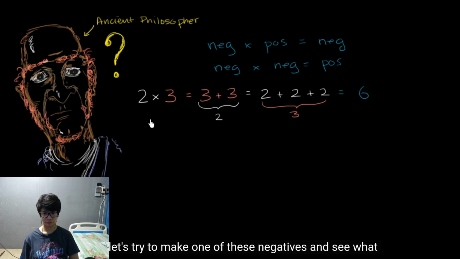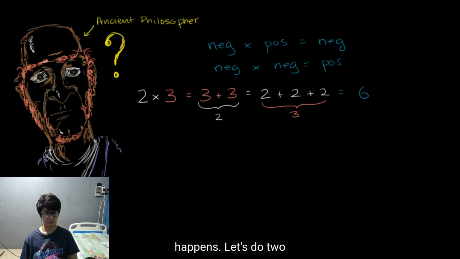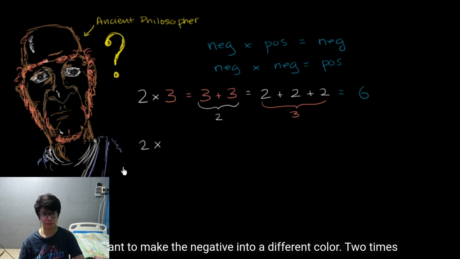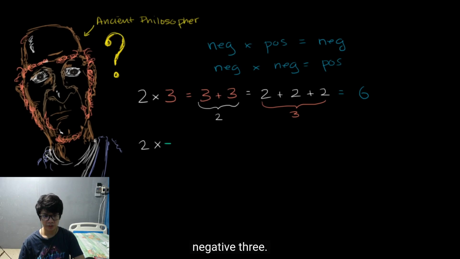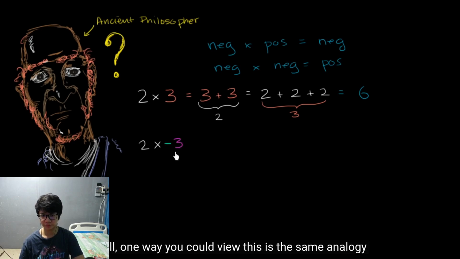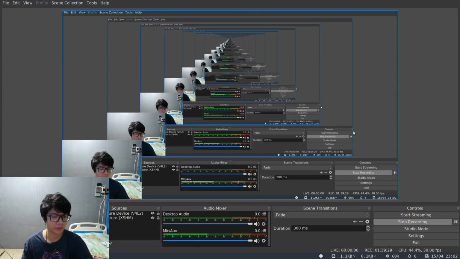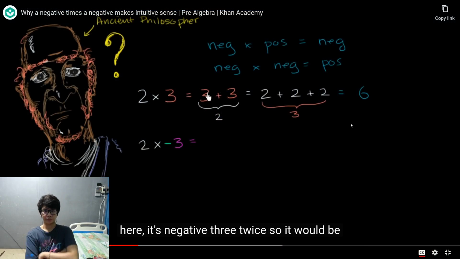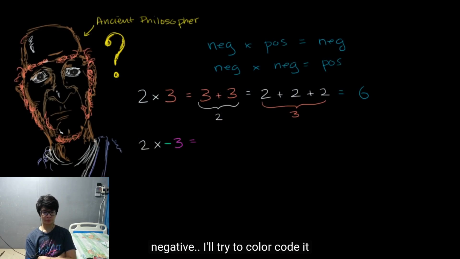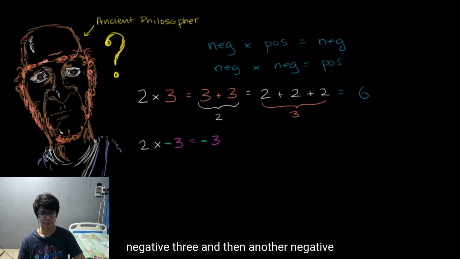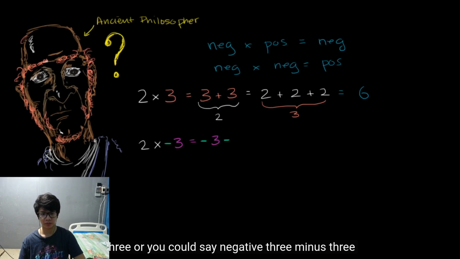Now let's try to make one of these negatives and see what happens. Let's do 2 times negative 3. And I'm going to make the negative in a different color. Well, one way you could view this is just the same analogy here. It's negative 3 twice. So it would be -3, and then another negative 3. Or you could say -3 minus 3.